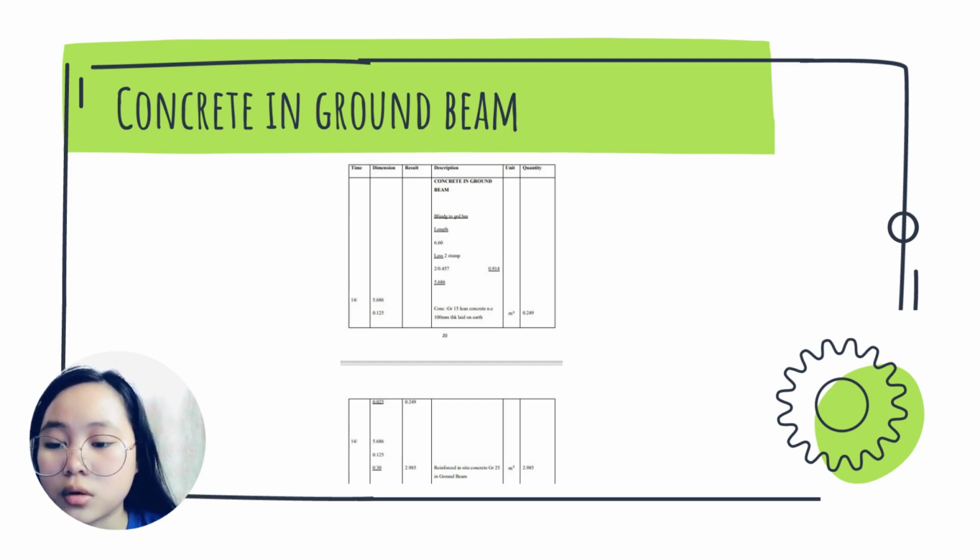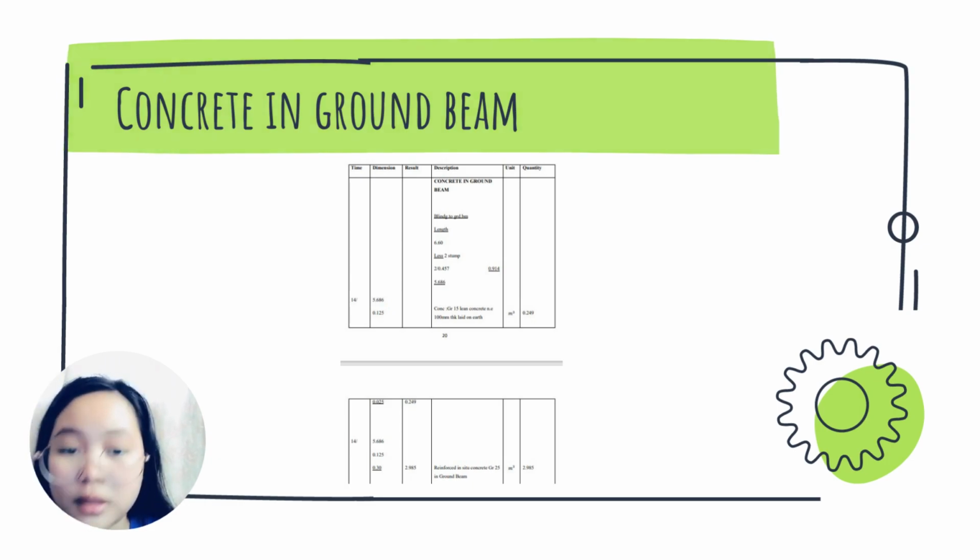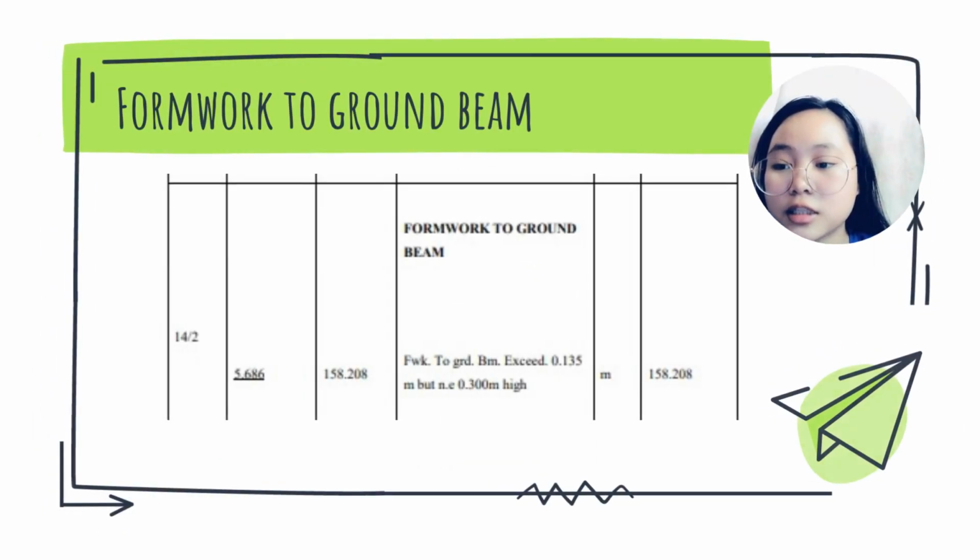And also the reinforcement in situ concrete grade 25 in ground beam, the blinding to ground beam length that we get, which is 5.686, we have to multiply with 14, so we get the grade 25 is 2.985 meter cube. Next is formwork to ground beam.